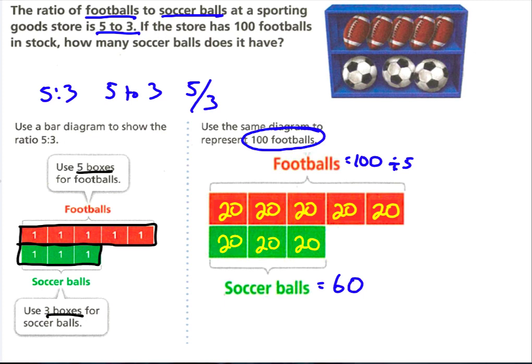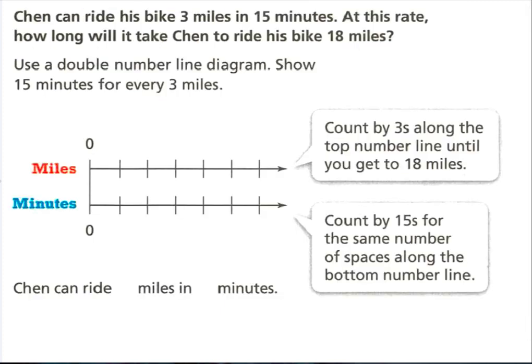Okay? All right. And then the last is something called a double number line. It's just kind of a way of watching 2 different numbers grow at the same pace and seeing how they're going to compare with each other. So this one says, Chen can ride his bike 3 miles in 15 minutes. So at this rate, how long will it take him to ride his bike 18 miles?